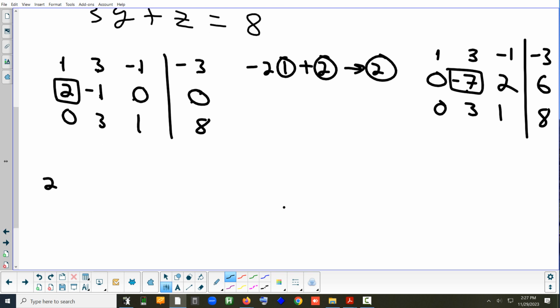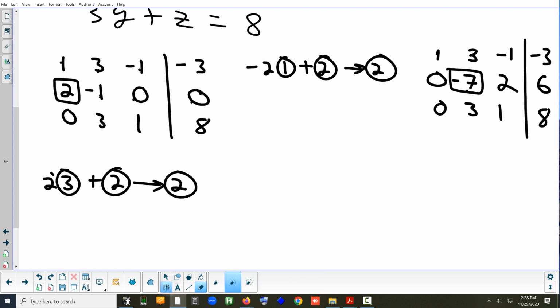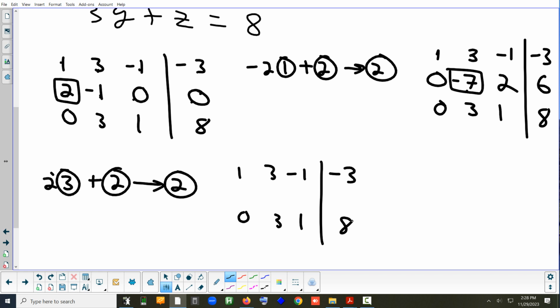So 2 times bottom row. We're going to add it to the middle row, and that's going to replace what's in the middle row. So what rows stay the same? 1 and 3 stay the same again. Okay, so 1, 3, -1, -3. Okay, so double what's in the bottom row and add it to what's above it.